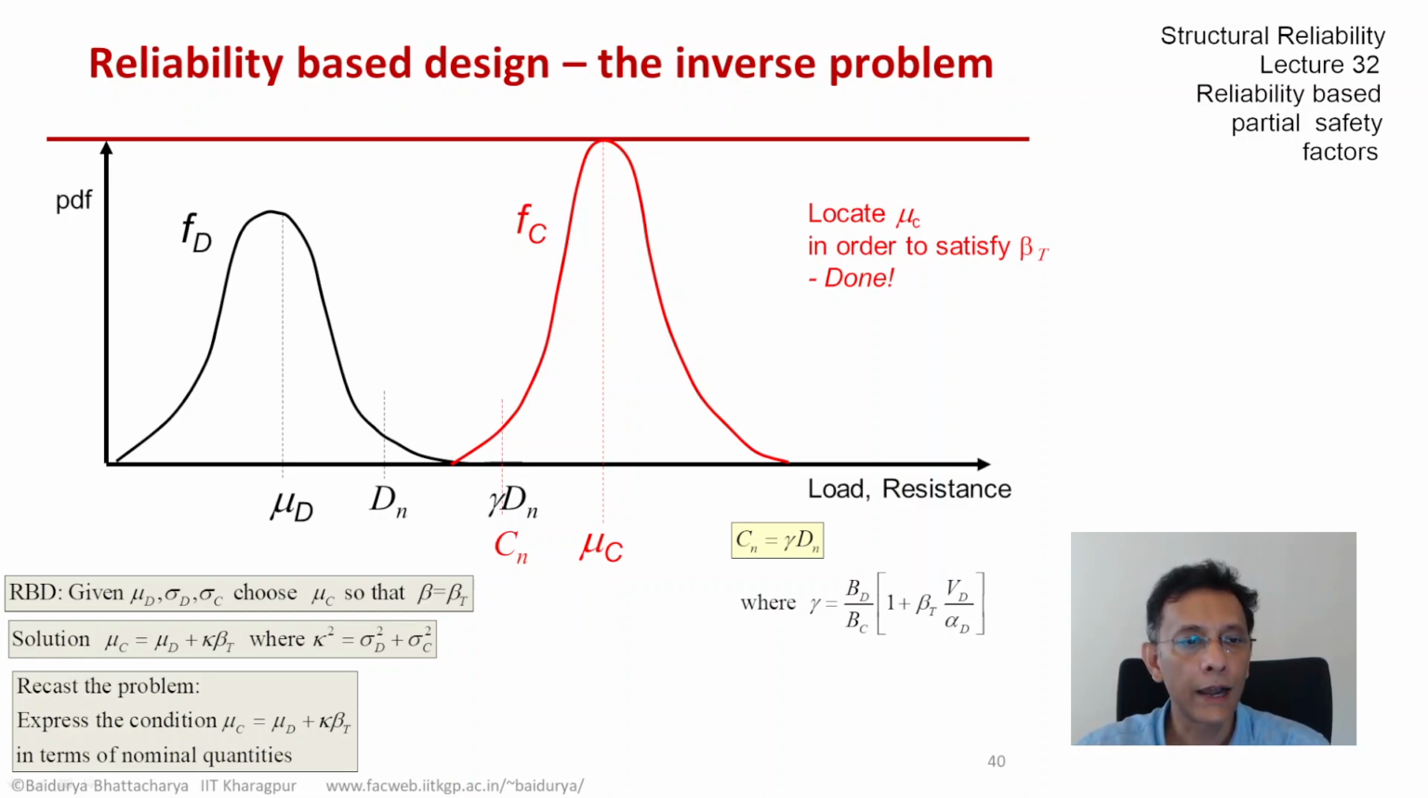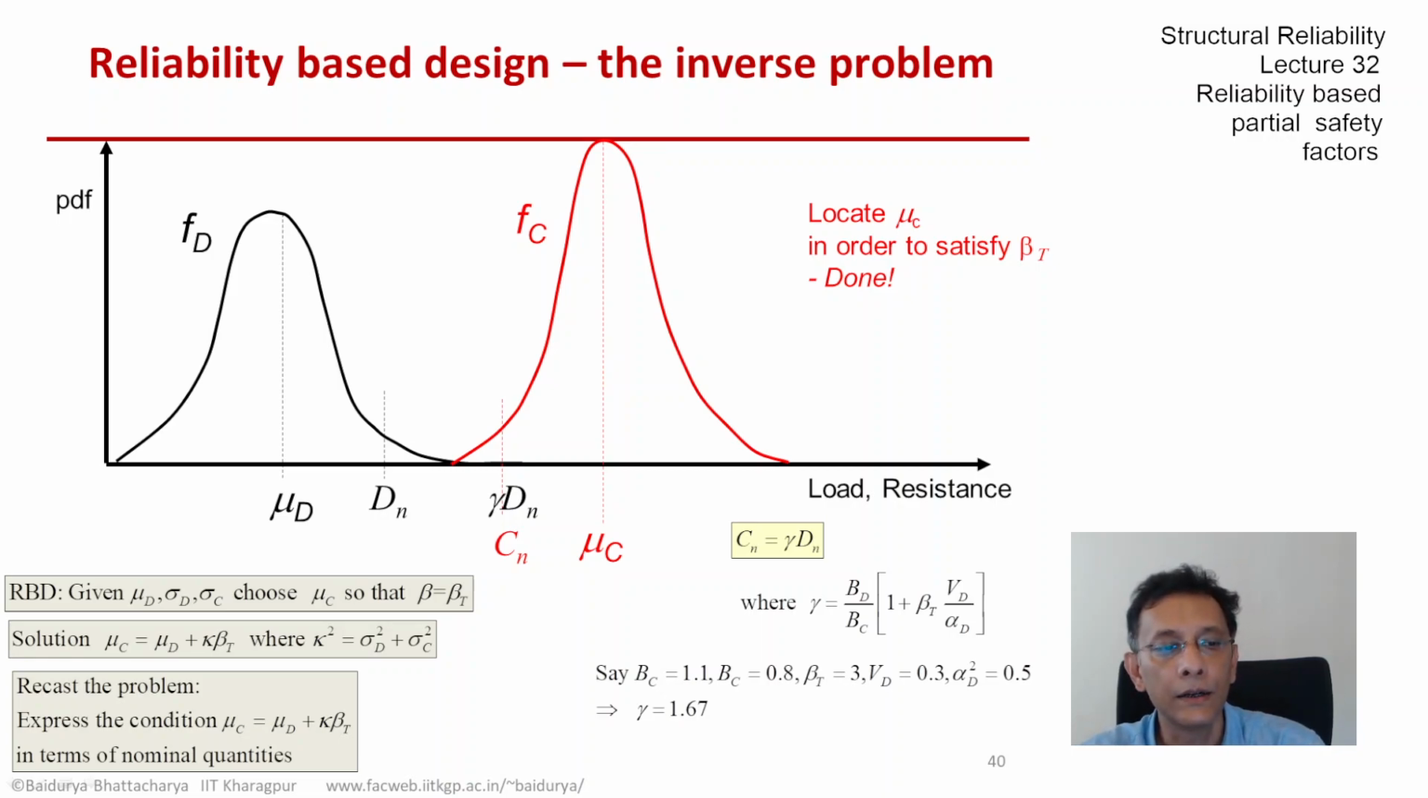In the graph I just introduced, I have mu D, I have Dn to the right of it, and I have mu C far to the right of mu D. Cn is a conservative quantity, an underestimate, so it's to the left of mu C. And because of this relationship that I just derived, I have gamma Dn exactly equal to Cn. So that is one single relationship between the two quantities D and C, which, if satisfied, would guarantee the target reliability of beta T.